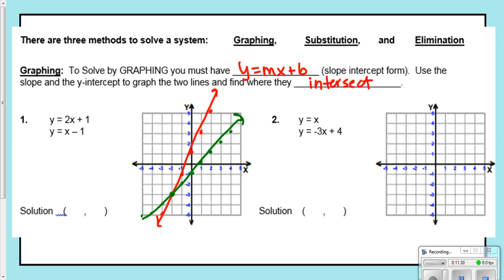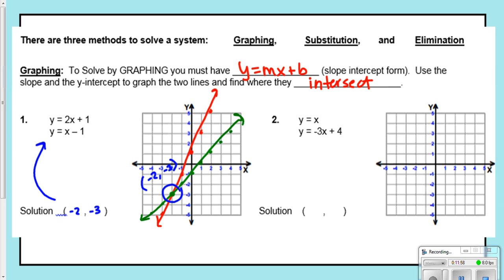So because those 2 lines intersected right here at this point, that means that is going to be a true solution for both of those equations. So my solution here is that point. Coordinates are -2, -3. So that's my solution. If you really wanted to check, then you could plug the x and the y into these equations and see if it works out. But I promise you it is. Okay, so let's try again.